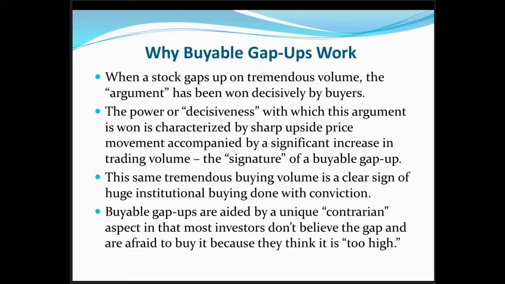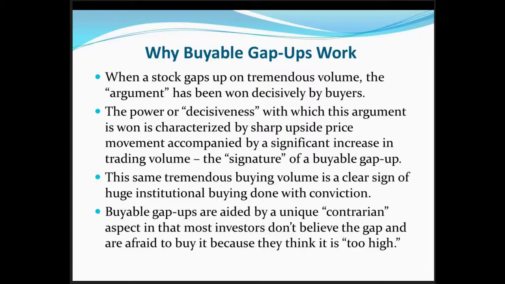Now, I think the fourth reason why buyable gap-ups work, and probably the most interesting, and I think it's valid, is that buyable gap-ups are aided by what you might consider a unique contrarian aspect, in that most investors don't believe the gap and are afraid to buy it because they think it is too high. So the crowd doesn't want to buy this, and that's why it works, because the market tends to fool the crowd most of the time.